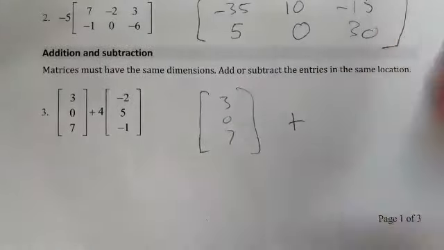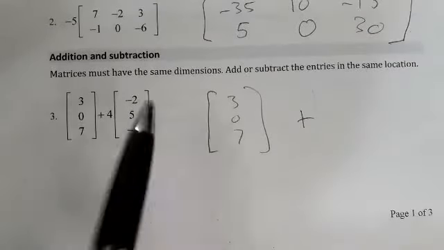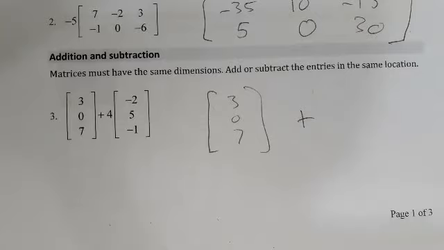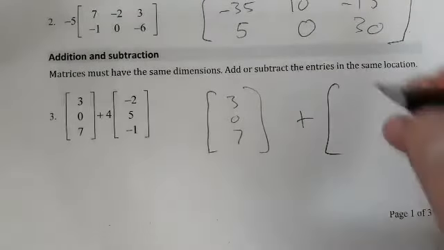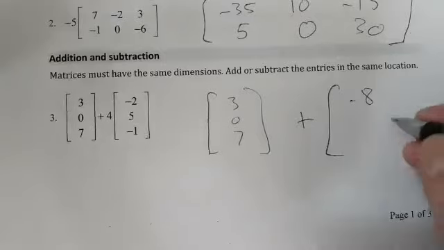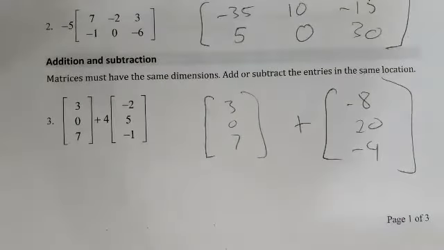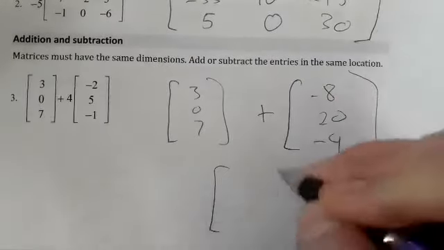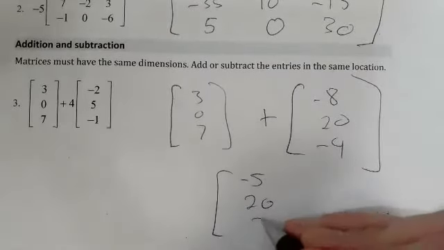So if I'm doing this, you might notice I have some addition here, but I also have some scalar multiplication. So this goes back to the PEMDAS. We want to do our order of operations. So before we do addition, we want to do the multiplication. So do your scalar multiplication first. So 4 times a -2 is a -8. 4 times 5 is 20. 4 times -1 is a -4. And now we just add correlating entries. So 3 and a -8 is a -5. 0 and 20 is 20. 7 and -4 is 3.